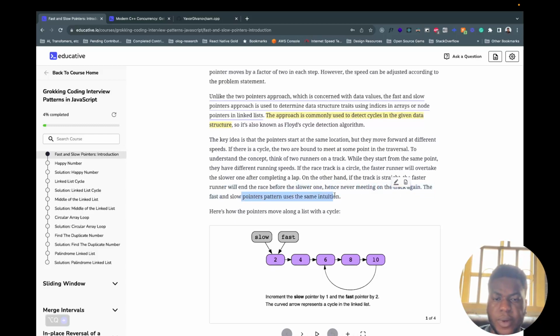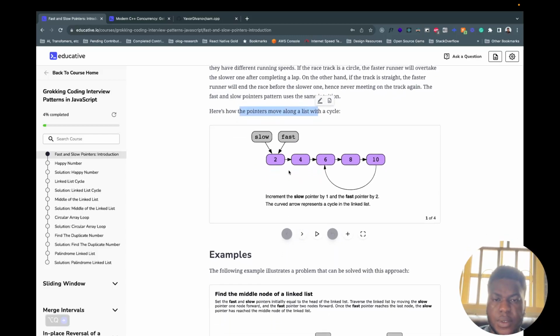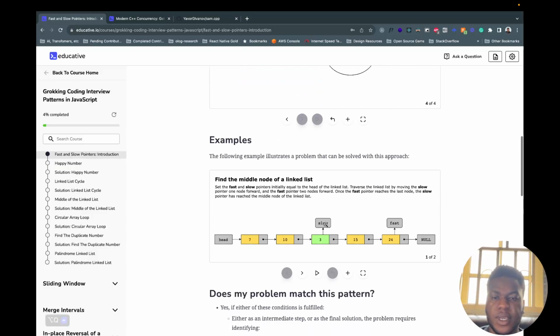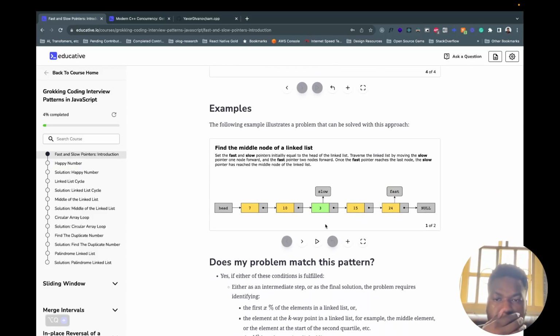The fast and slow pointer pattern uses the same intuition. So two runners, right? Fast jumped by 2, slow moved once in a single step, fast jumps again, slow moves once. Slow is gonna be here while fast is gonna skip here and here and land there. So that's a cycle. It's a cycle detection algorithm.